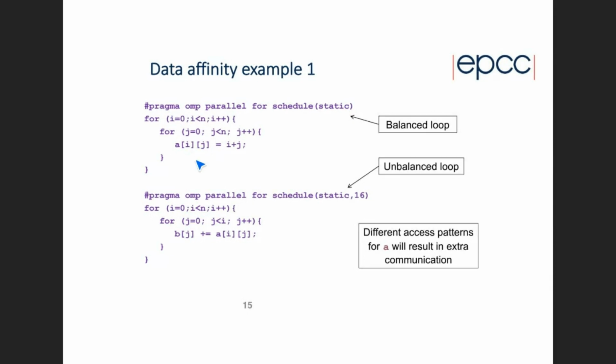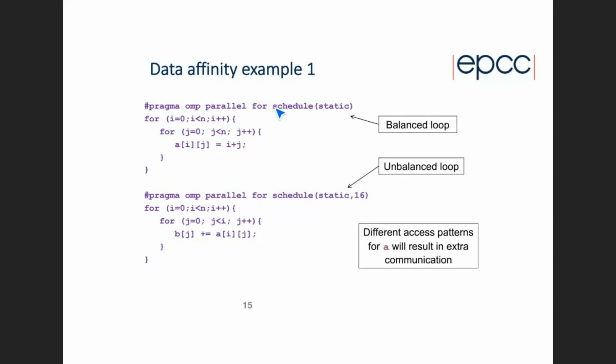But in this case, the loop structure is different. Here we have i equals 0, i less than n, and j equals 0, j less than n as well. So this loop is well balanced. At first glance, there's no reason to use anything other than a static schedule. In fact, we typically might not even specify a schedule clause at all. We might just go with the default.